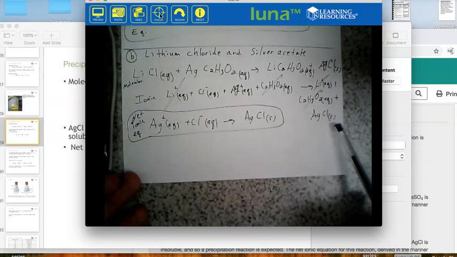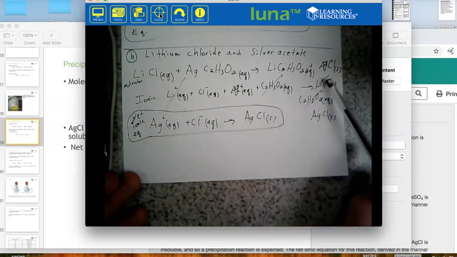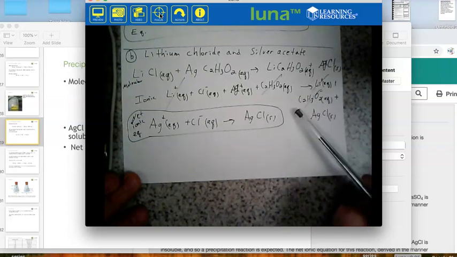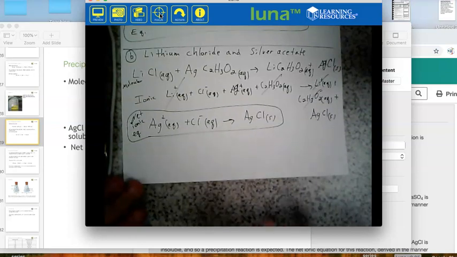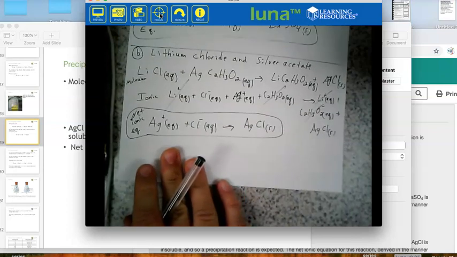And so I get rid of my spectator ions, the lithium on both sides and the acetate on both sides, and I'm left with silver ions and chlorine ions reacting to form silver 1 chloride solid. So that is my net ionic equation for those reactants.